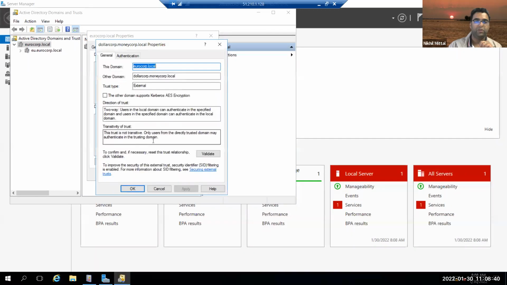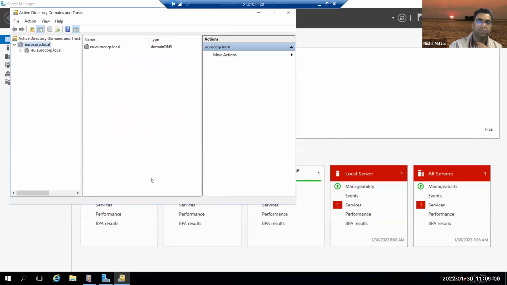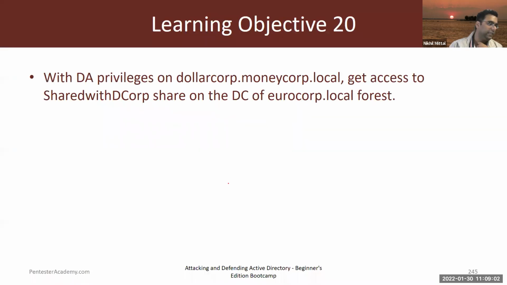If you look at the properties of $corp, you see that checkbox, the other domain supports Kerberos AES encryption unless this is explicitly checked. You cannot use AES keys across forest trust, or at least you should not, because there is no guarantee that it would work. I don't think it would work. All right, so that is why we are not picking up AES keys, but RC4. All right. So that is how we can move across forest trust as well, although in a limited capacity.